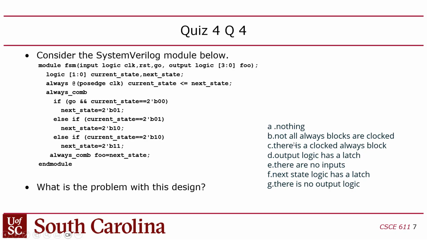The next state logic and the output logic are asynchronous, not clocked. So that's okay. There is a clocked always block. Well, that's fine, that's to be expected. Output logic has a latch. Does it? No?